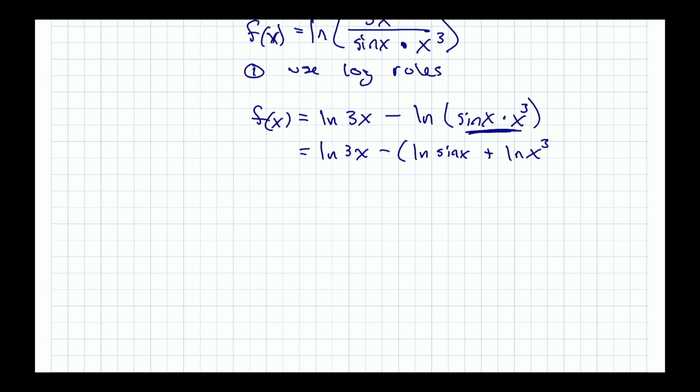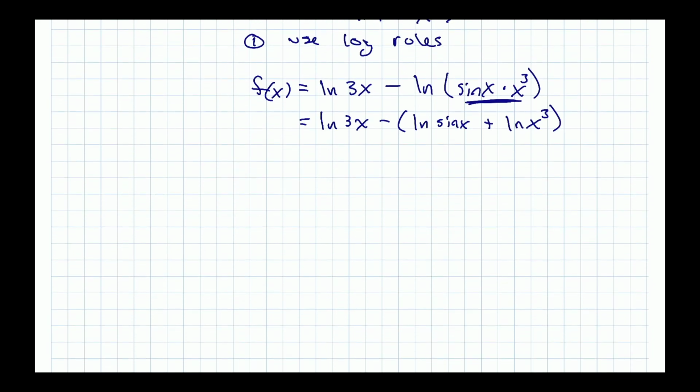Like so. And then you had another rule that said if you have an exponent like that on a term inside of a log, that you can take that exponent and move it down in front. While I'm at it, I'm going to distribute that minus sign right there. So ln 3x minus ln sine x minus 3 ln x. Right? And that's before you take any derivatives.